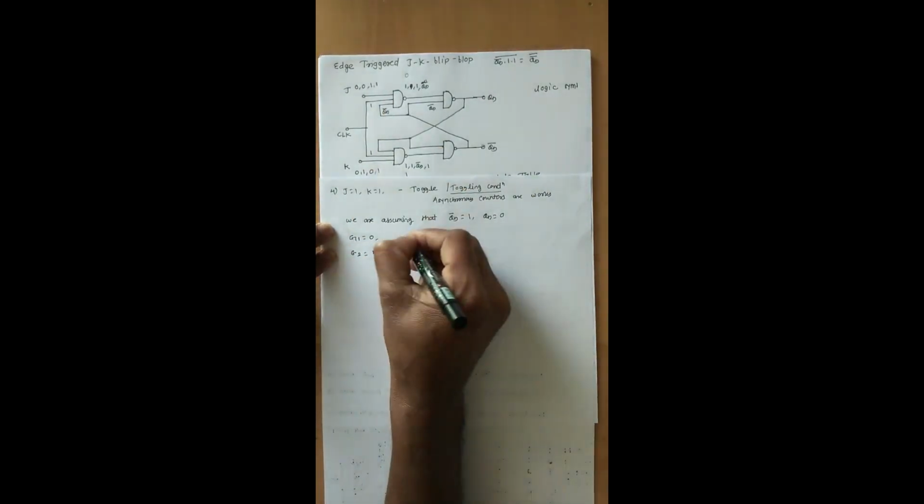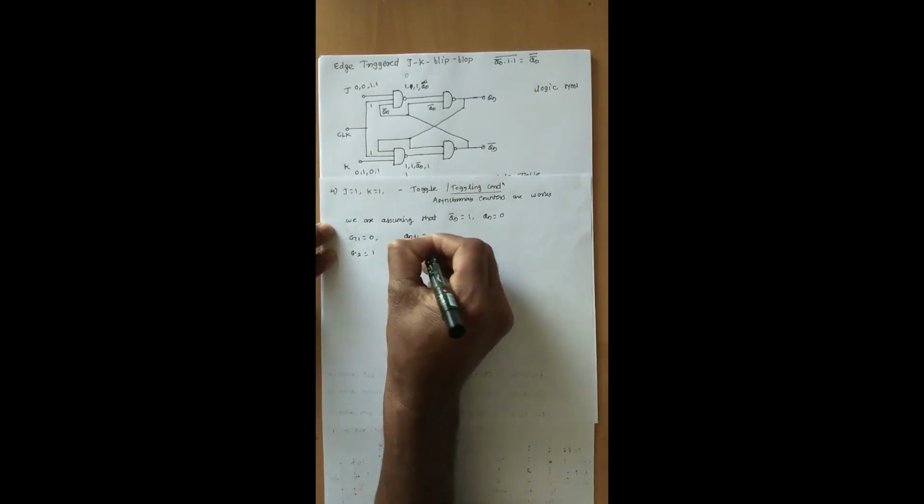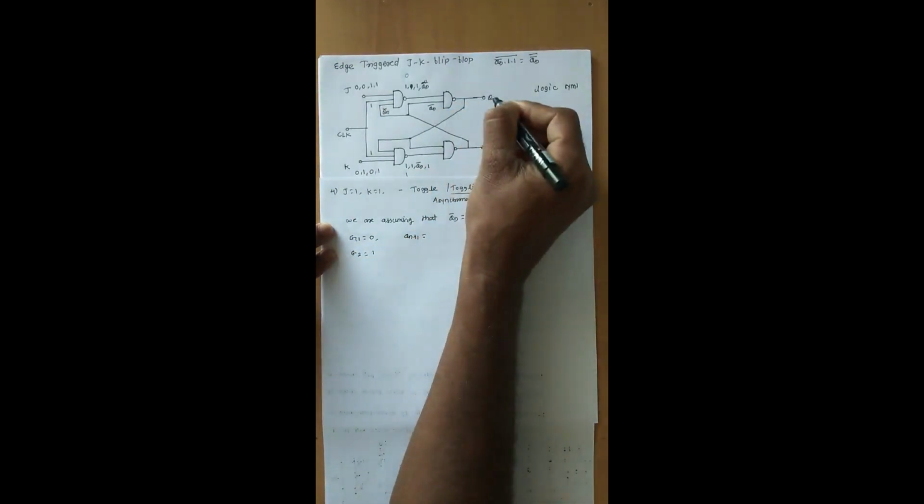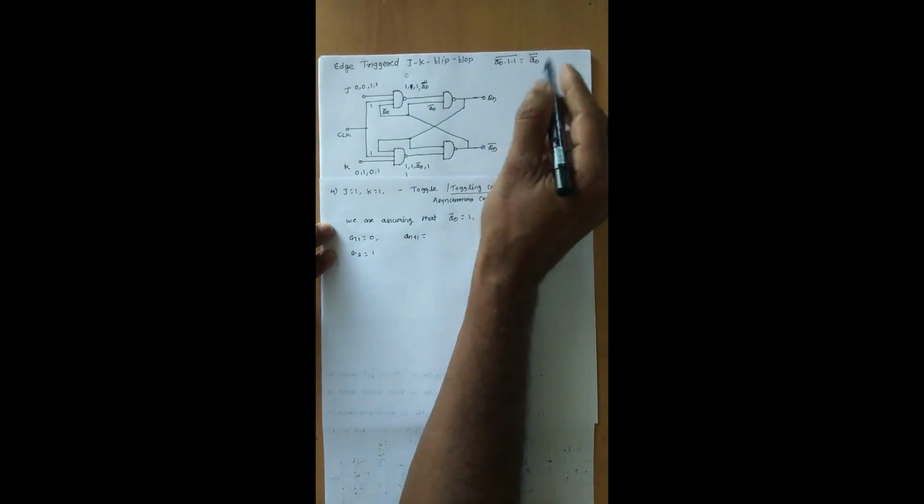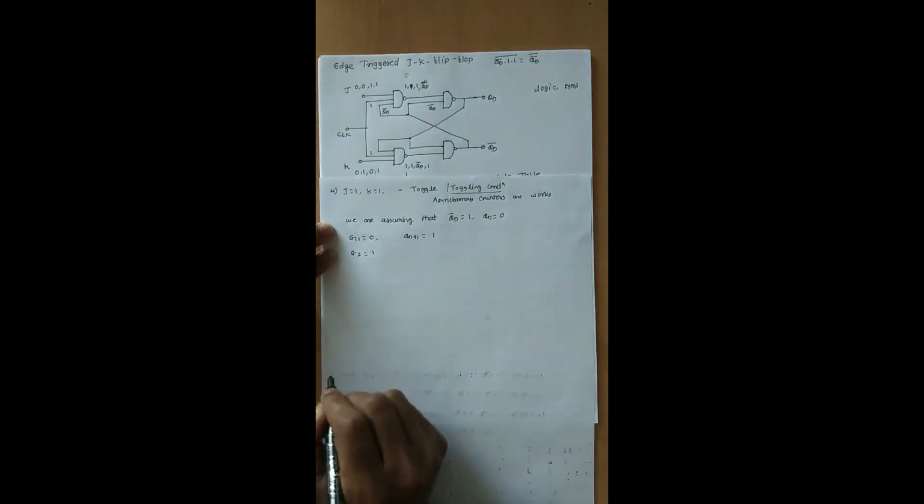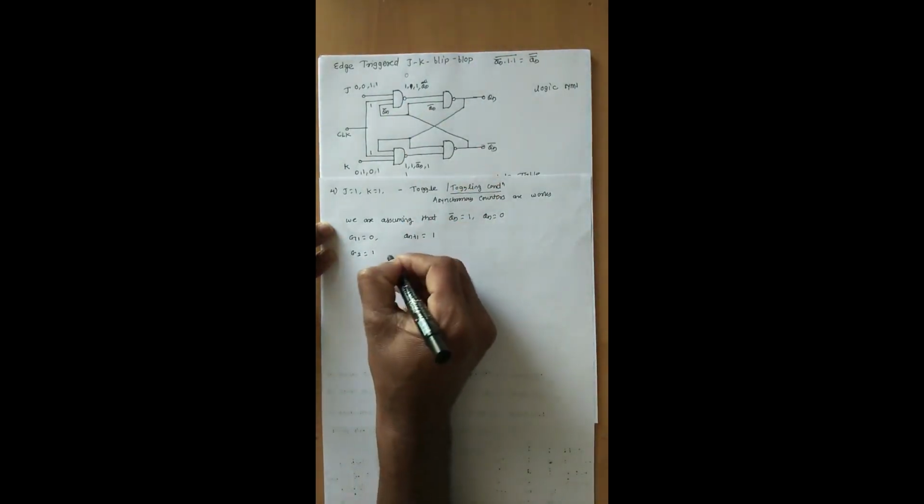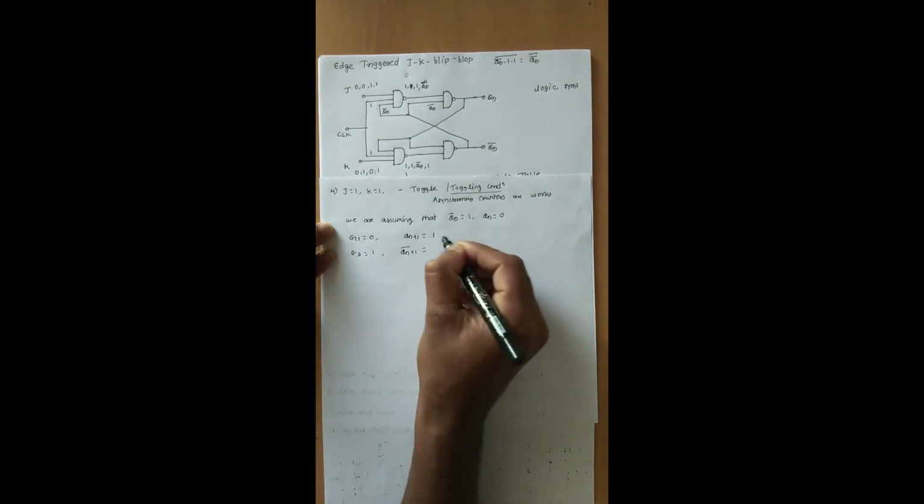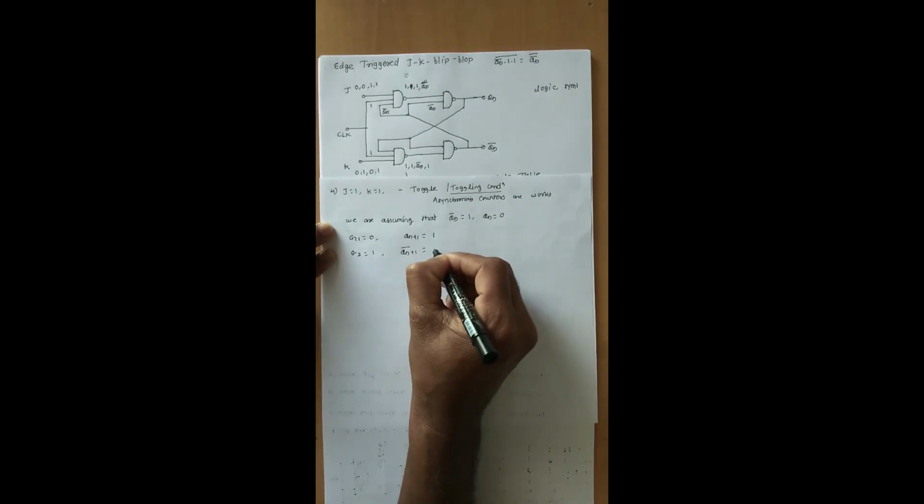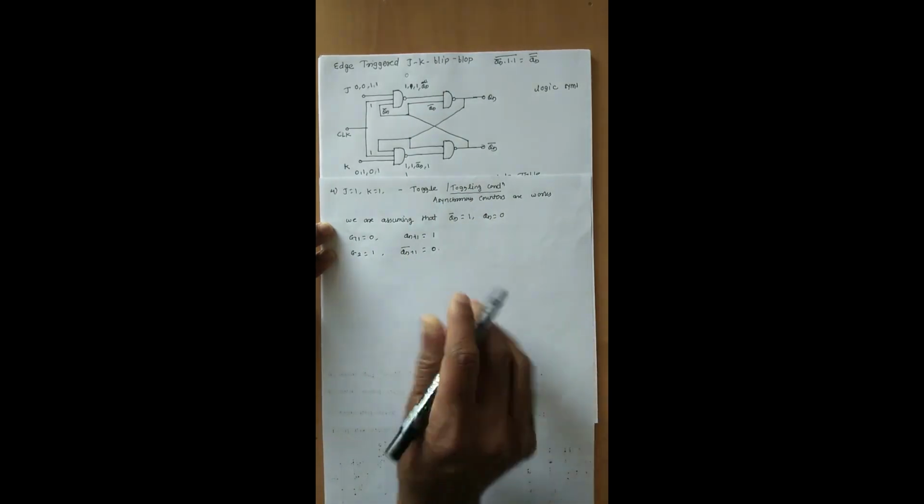Then what will be Q of n plus 1? This is the output Q of n plus 1. If any one input to this gate is 0, definitely the output will be 1. So this will be 1. Then what is the complement output, Q of n plus 1 bar? If this is 1, the complement output will be 0.